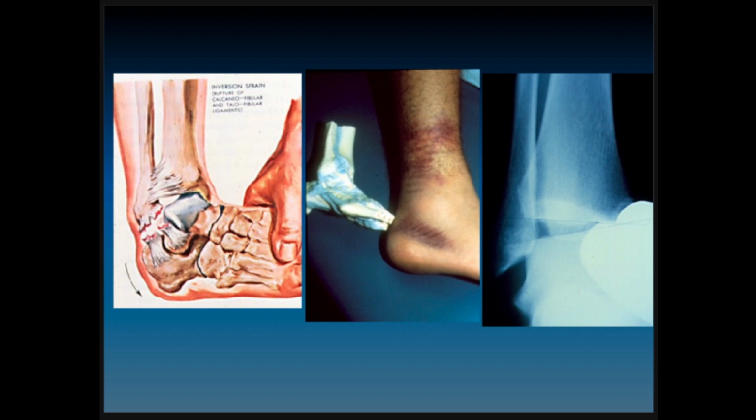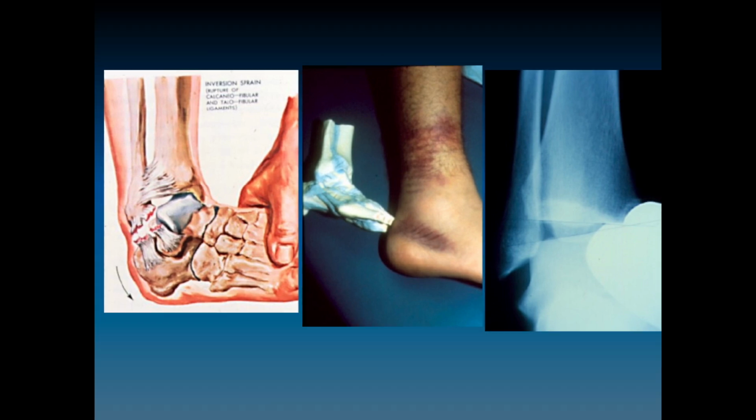We do talar tilt views to assess a difference in the angle of the talus to the tibia. Greater than 10 degrees indicates significant instability, which may require lateral ankle reconstructions, which typically are anatomic and done in a Brostrom method. The classic common lateral ankle sprain, plantar flexion inversion. You can see the amount of ecchymosis in this individual.